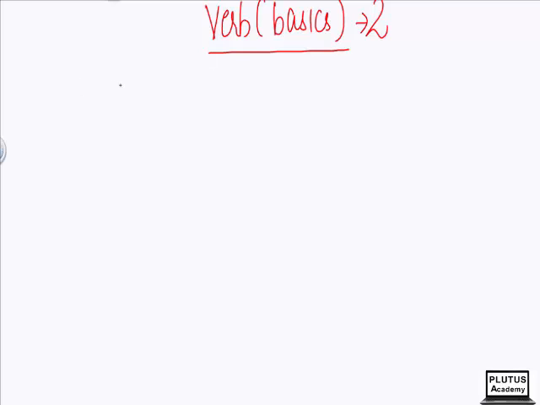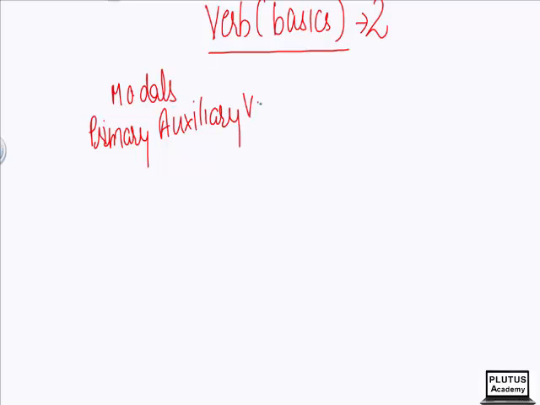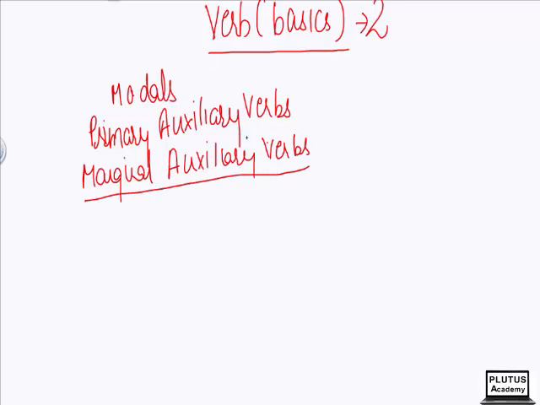As we all know, there are three types of helping verbs: modals, primary auxiliary verbs, and marginal auxiliary verbs. We have already discussed marginal auxiliary verbs in part 1 of verb basics. In this video, we'll consider modals and primary auxiliary verbs. So let's start from modals.